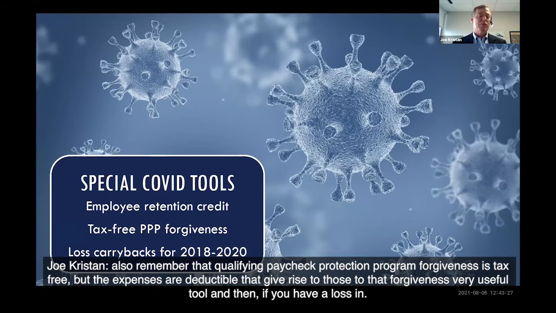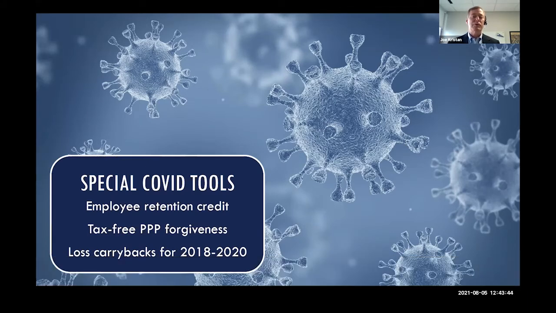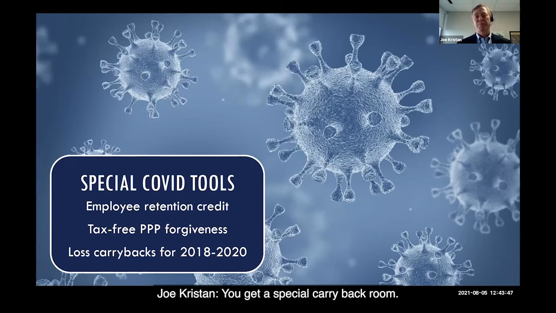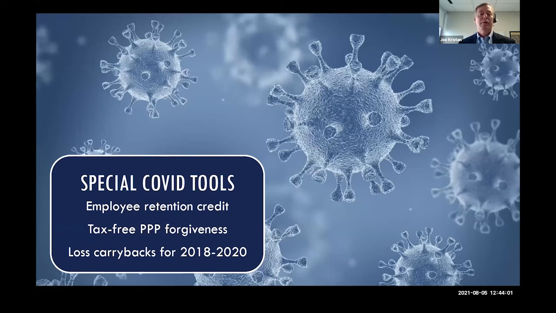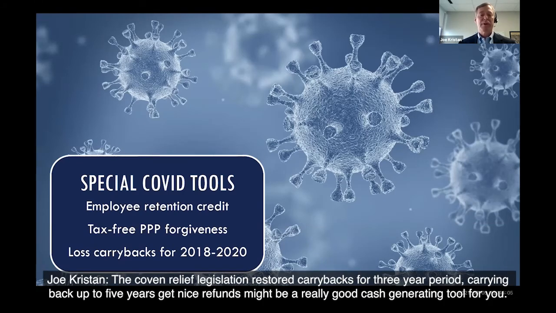Also remember that qualifying Paycheck Protection Program forgiveness is tax-free, but the expenses that give rise to that forgiveness are deductible. Very useful tool. And then if you have a loss in 2018 through 2020, you get a special carryback rule. The 2017 Tax Cuts and Jobs Act eliminated most net operating loss carrybacks. However, the COVID relief legislation restored carrybacks for a 3-year period. You can carry them back up to 5 years, get nice refunds. Might be a really good cash generating tool for you.